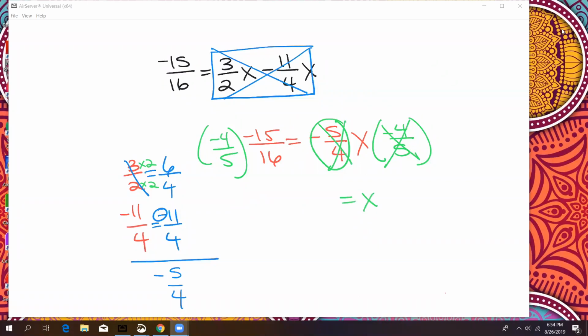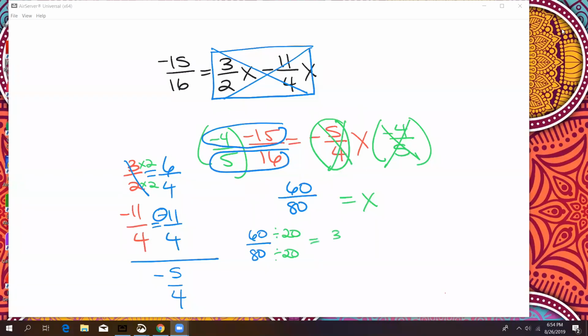On the left, I can just multiply straight across. Technically, you could cross simplify, but I'm just going to multiply straight across. Negative 4 times negative 15 is positive 60, and 5 times 4 is 20, so I have 60 over 20... Correction: 5 times 16 is 80. When simplifying 60 over 80, I notice they are both divisible by 20, which gives me 3/4. So 3/4 is equal to x.